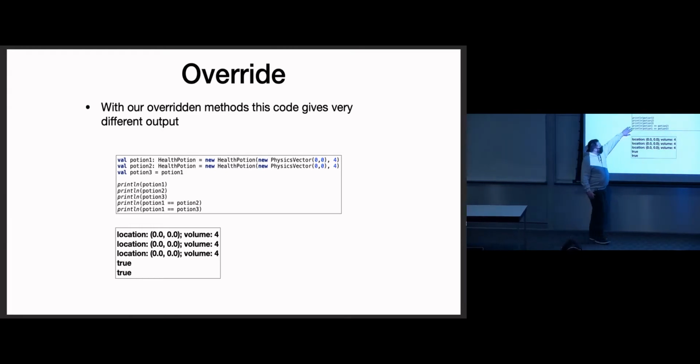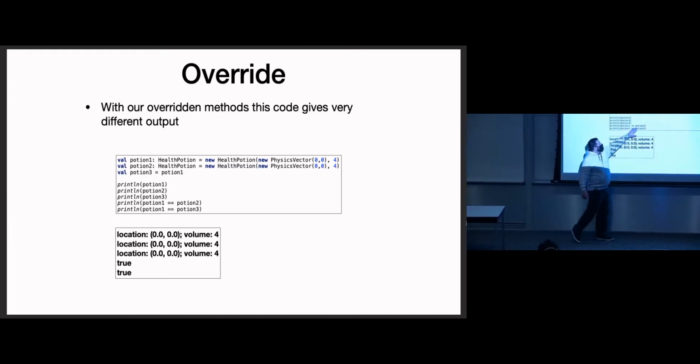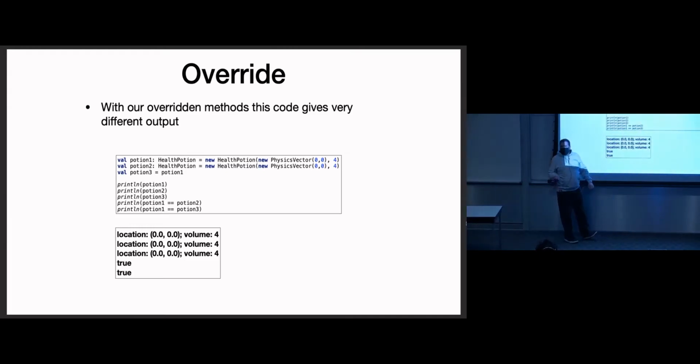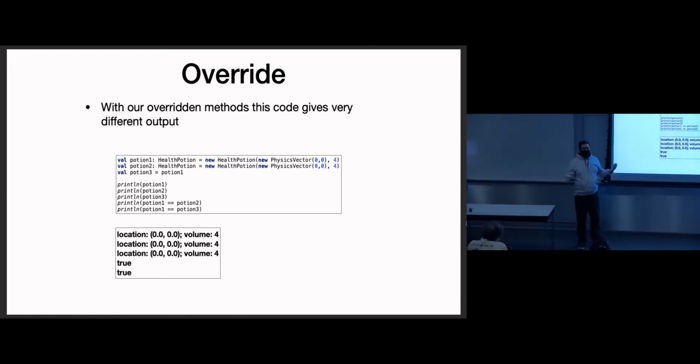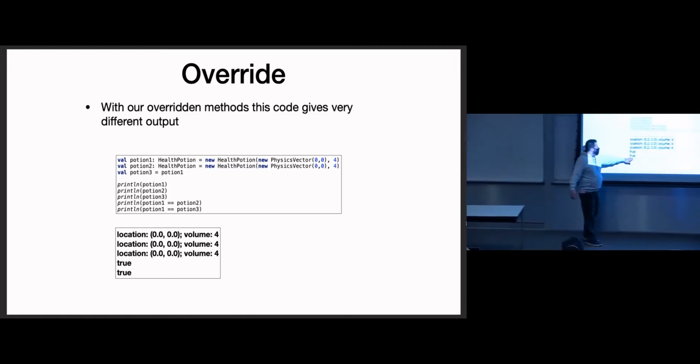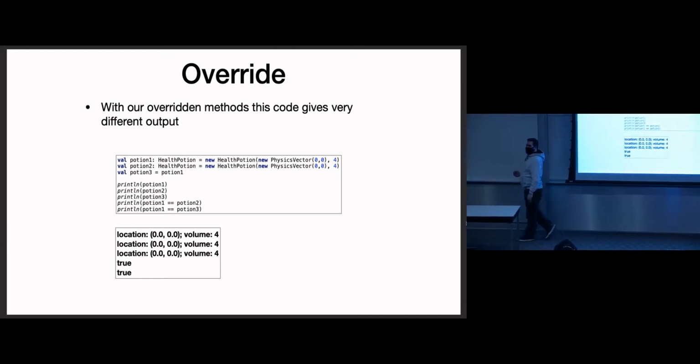And when we're comparing health potions, even though potion 1 and potion 2 refer to different potions, they're compared by volume. Volume of both are 4, true. Potion 3 and potion 1 refer to the same object still, but we're not even caring about that. We're saying, do you have the same volume? Well, it has the same volume as itself, 4 and 4, true. So very different behavior by overriding these two methods.